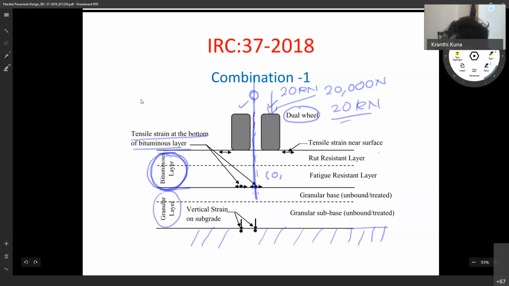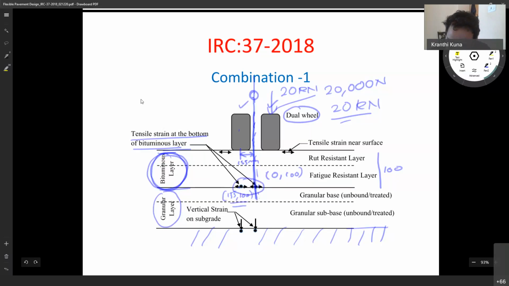Say if this is 100 mm, this z will be 100. At 0 comma 100 you want to find out the tensile strain, and this other one is 155. Basically 155 is from this location up to here. So the distance from here to here is 155 mm. So you want to find out the tensile strain at these two locations, 155 mm and 100 mm.